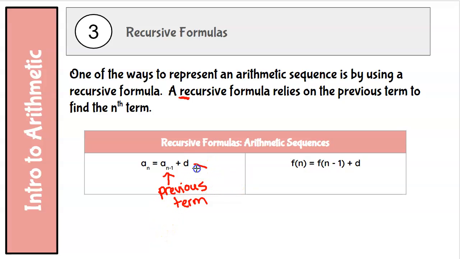And then the d is the common difference. What is my pattern? Is it going up by 5s? Is it going up by 2s? Is it going down by 3s? That's what you're going to add to the previous term. Same thing here. This is going to be the previous term. And this is going to be the common difference.